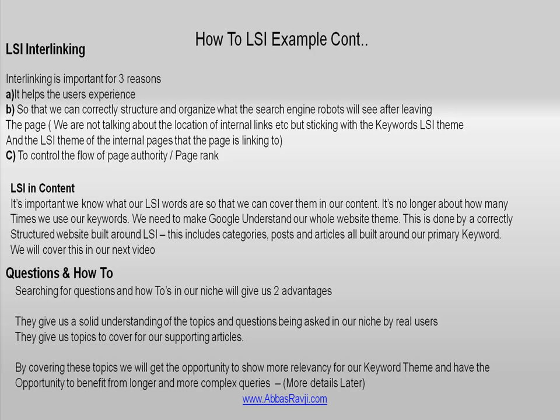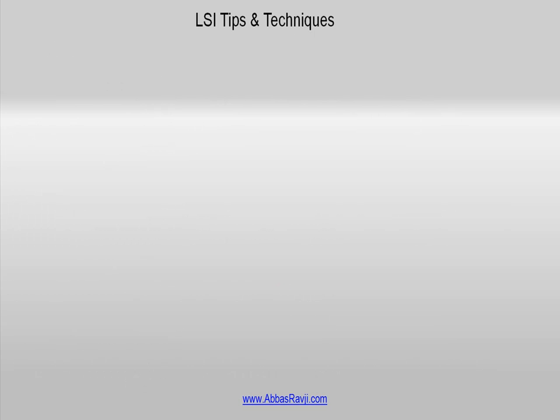And the other part, guys, is questions and how-tos. Searching for questions and how-tos in our niche will give us 2 advantages. Firstly, they give us a solid understanding of the topics and questions being asked in our niche by real users, and they give us topics to cover for our supporting articles. And finally, by covering these topics, we'll get the opportunity to show more relevancy for our keyword theme and have the opportunity to benefit from the longer and more complex queries such as questions, which the Hummingbird update is actually looking to target, conversational kinds of queries and terms.